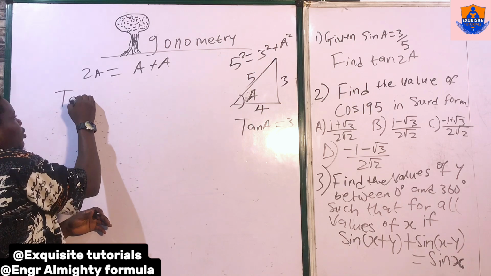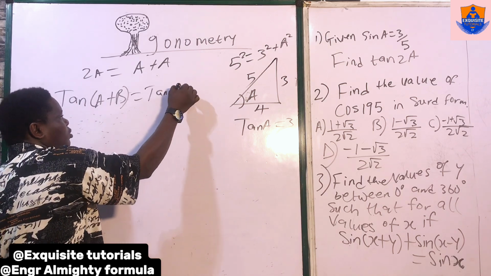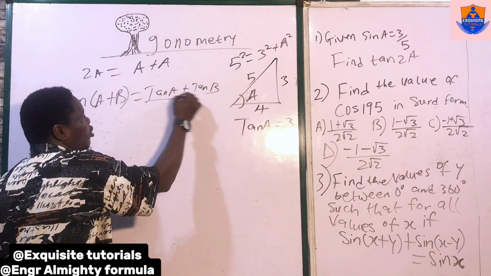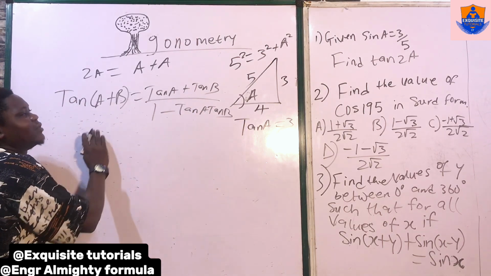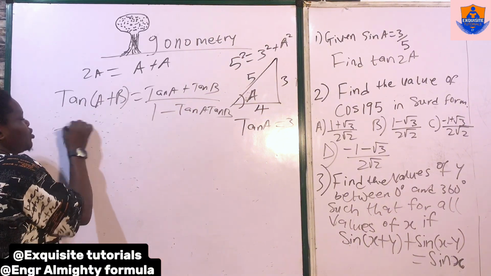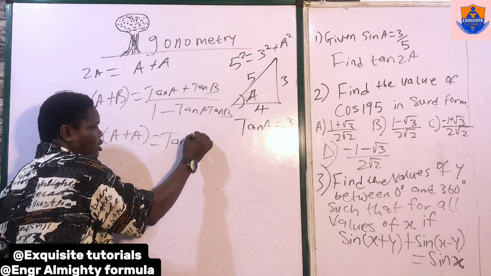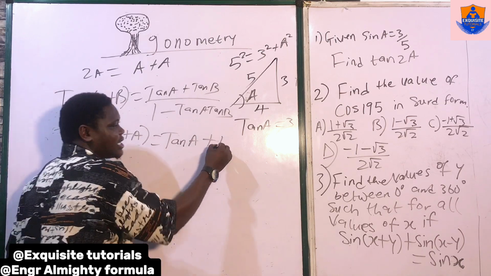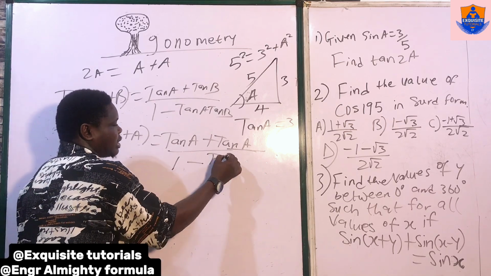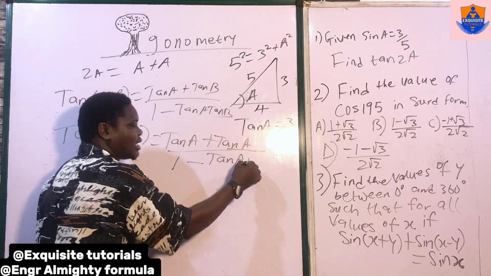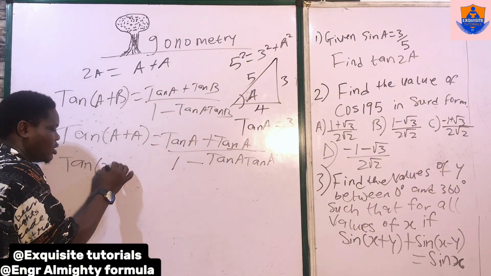So tan, recall from all those formulas that tan(A + B) is (tan A + tan B) all over (1 minus tan A tan B). So instead of having A plus B, I will have A plus A. So tan(A + A) will be equal to tan A plus, instead of tan B now, I'll be writing tan A again, all over 1 minus, instead of writing B, I'll write tan A again. And this will be tan 2A, since A plus A is 2A.